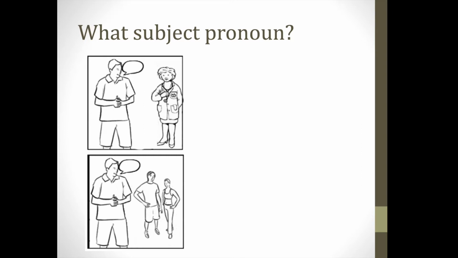What subject pronoun will you use for the top picture? It's just addressing one person, right? The speaker. What about in the bottom one if he's addressing more than one person? Usted for the first one, ustedes for the second one.